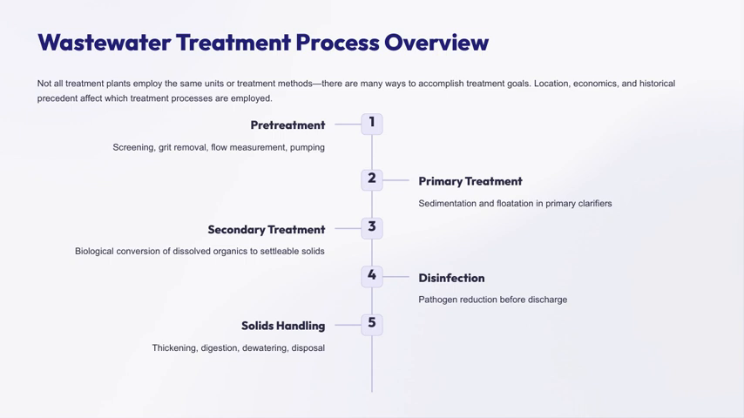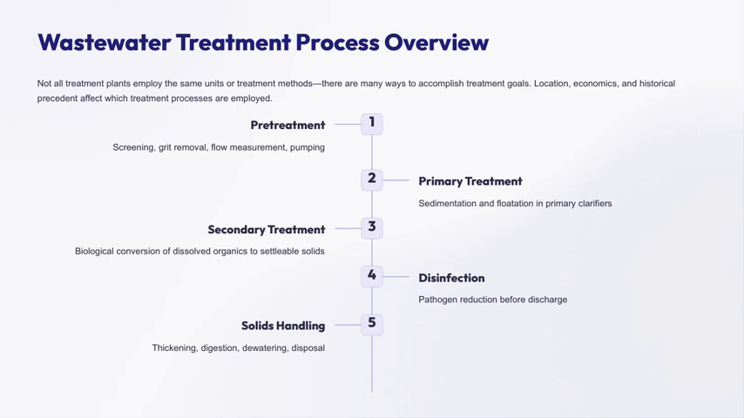Then we move into secondary treatment. Here, bacteria and other microorganisms biologically convert dissolved organic matter into solids that can settle out. This biological process is essential for removing the organic pollutants that cause environmental issues. After that, disinfection takes place. This step reduces pathogens to safe levels before the treated water is discharged into the environment. It's a vital part of protecting public health.